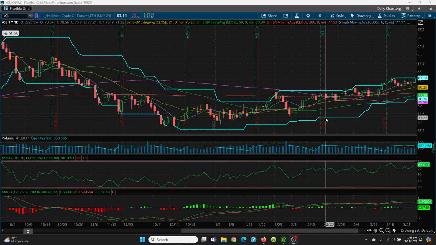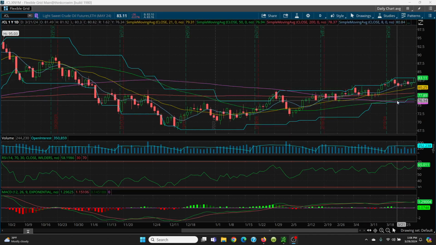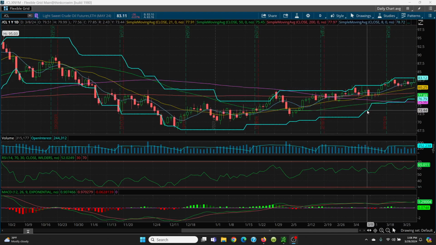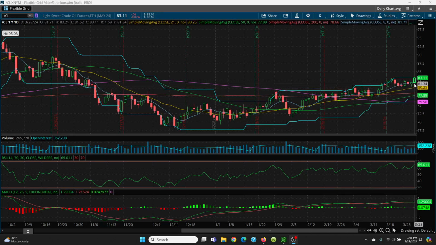That is the key. Okay, so let's take a look at the chart. So here's what we have. It closed right below the price channel. Even though it got higher than this price channel, it closed just below it here at 83.11.